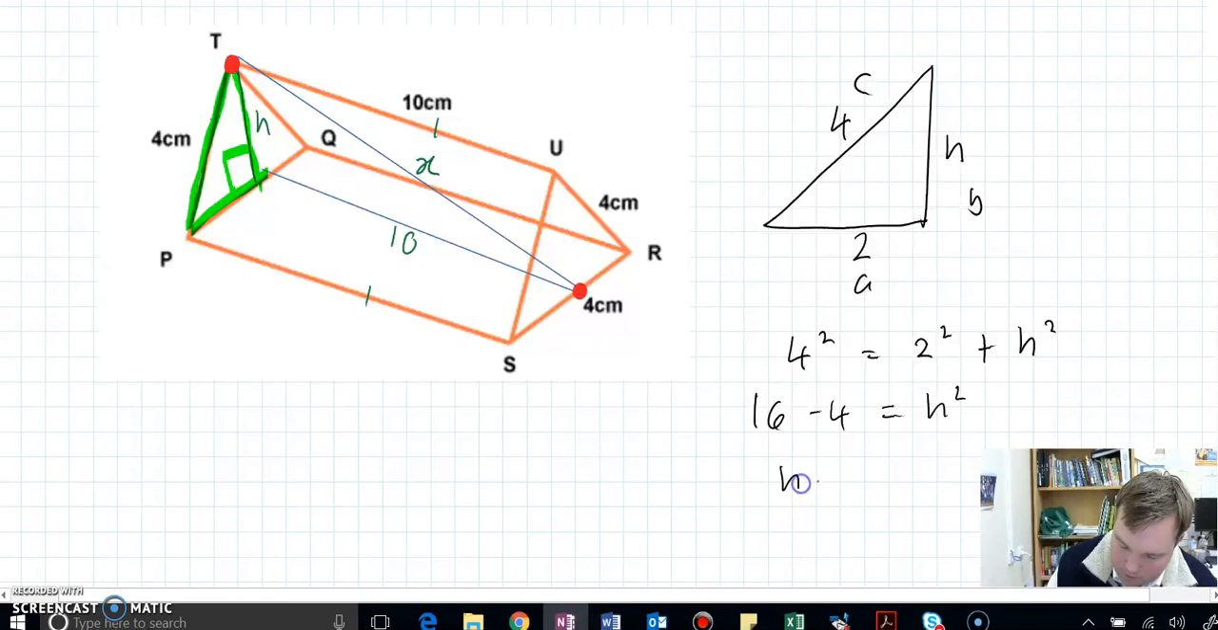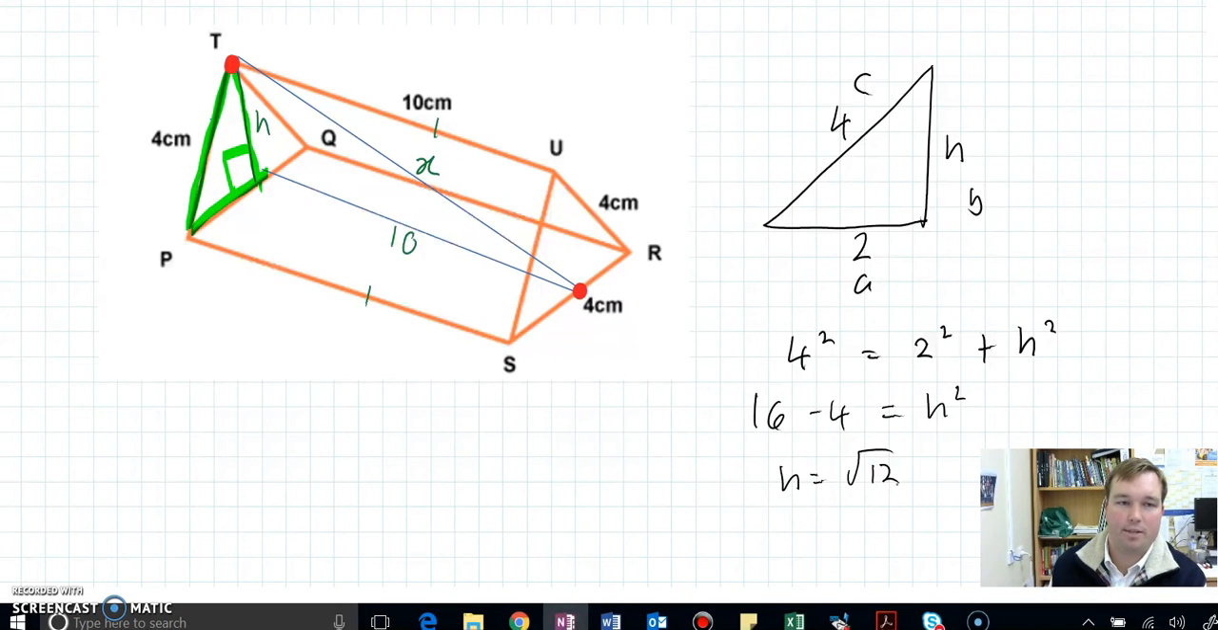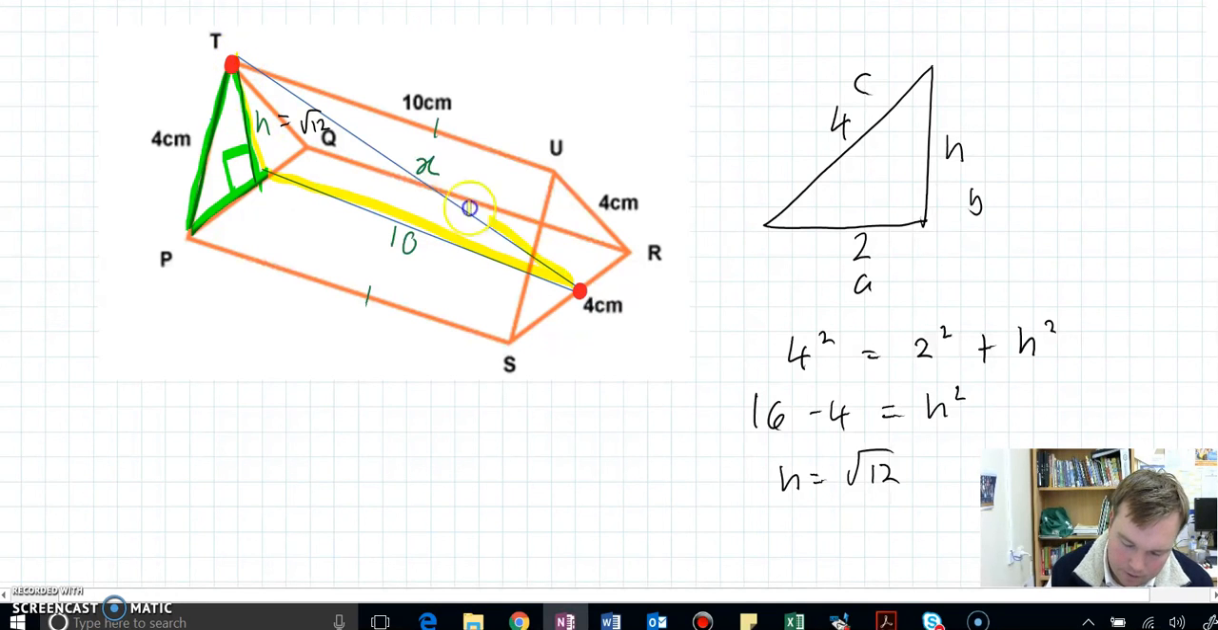Now, if you're doing intermediate steps, you could simplify root 12 to a decimal. But for now, I'd leave it as root 12, and you'll see why in a second. So bear in mind, up here, h is root 12. Alright? Now let's take out the other triangle. The other triangle is this one here. The reason we're taking it out is because now we know 2 of the sides. When we know 2 of the sides, we can take it out.